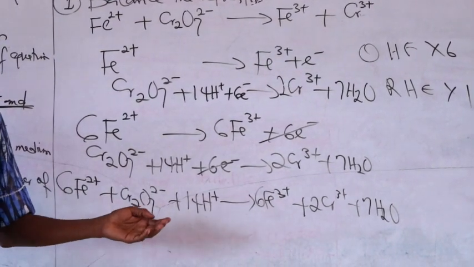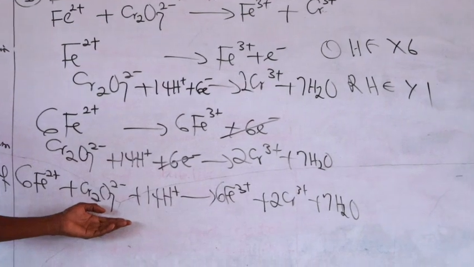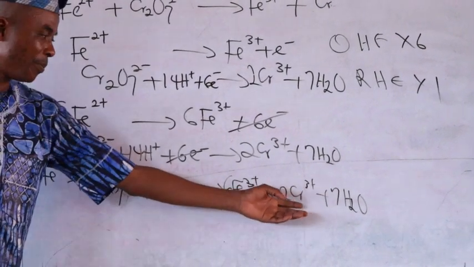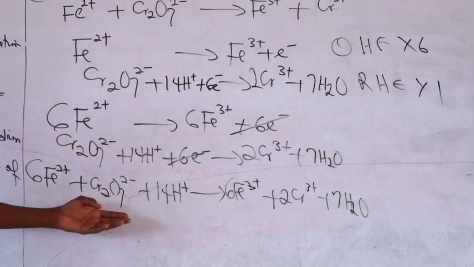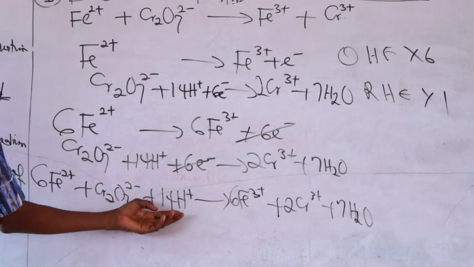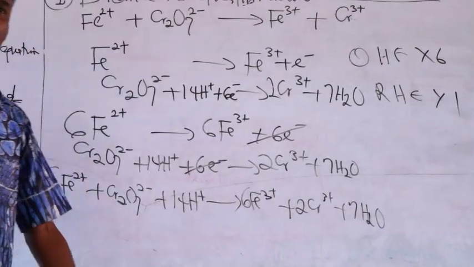So how many chromium do we have? How many chromium do you have here? How many do you have here? How many oxygen? How many hydrogen? How many here? Yeah, look at the charge.